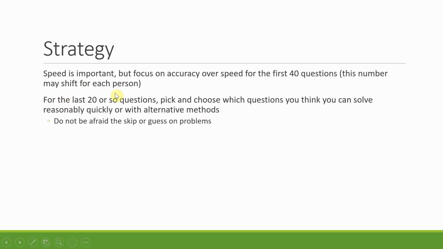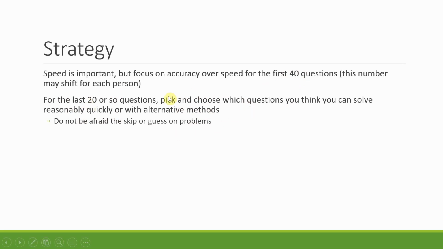Then for that last 20, after you get past these, you're going to shift your strategy to where you're just going to pick and choose. Find the questions that you think you can solve quickly or with those alternative methods I'm going to talk about. Then you can go back and fill in the others. That way you don't risk running out of time when there's still some easy ones that you could have done.